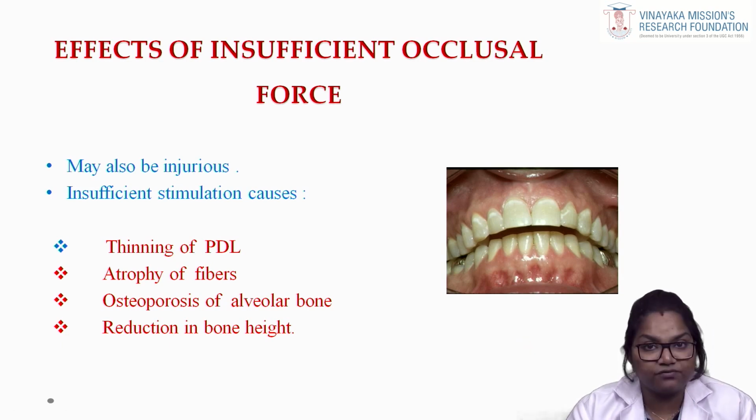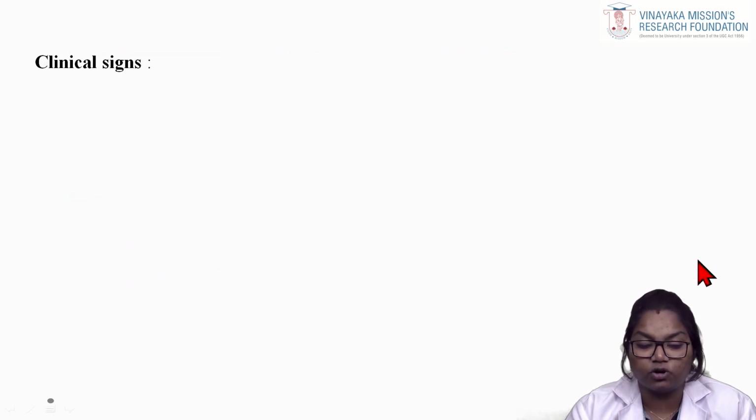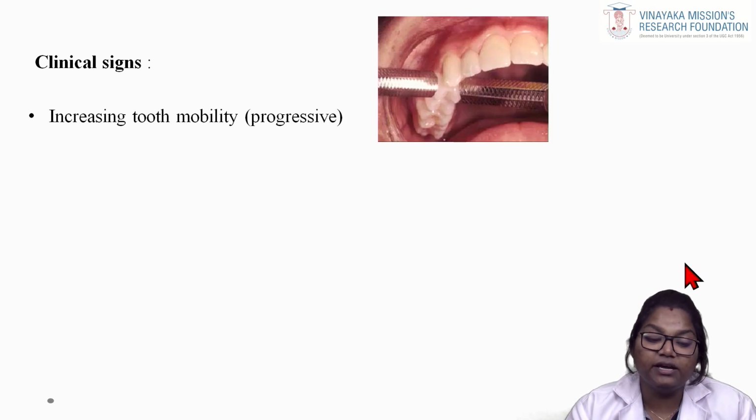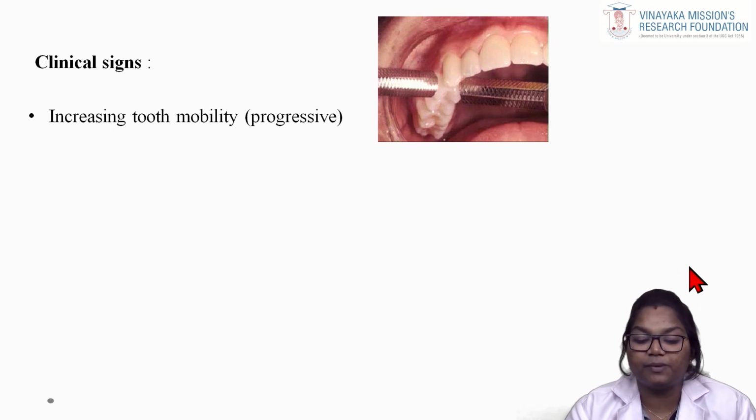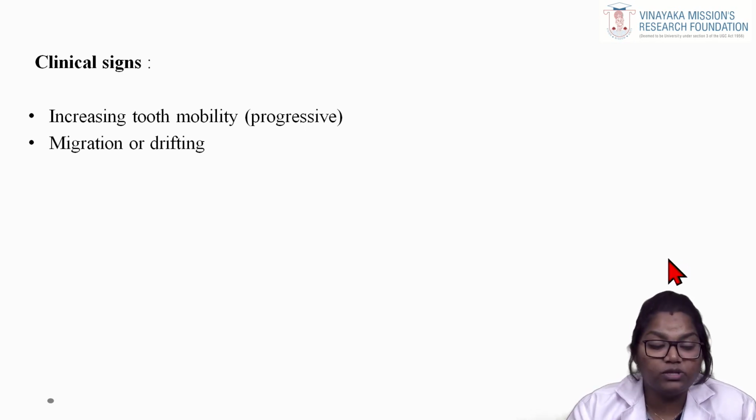If there is an excessive force, it will lead to trauma from occlusion. So what are the diagnostic methods for clinical diagnosis of trauma from occlusion? First is increased tooth mobility. We can see that there is no pocket formation, but there is increased tooth mobility and migration or drifting. Because of that excessive occlusal force, the tooth keeps moving from one position to a position where there are no more forces causing the movement of the tooth, which results in migration or drifting.